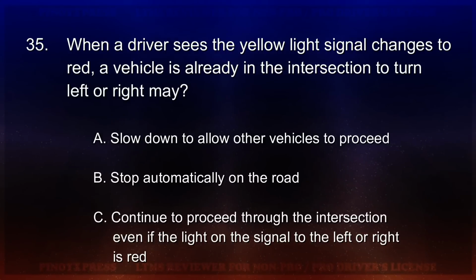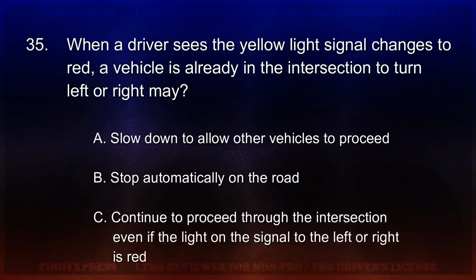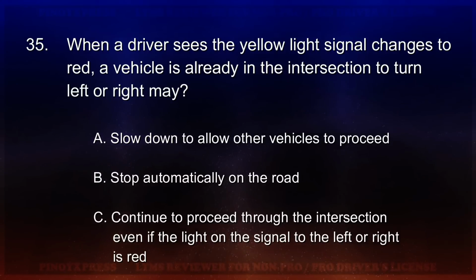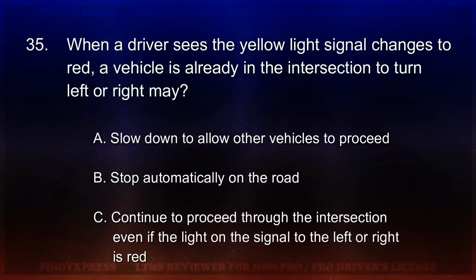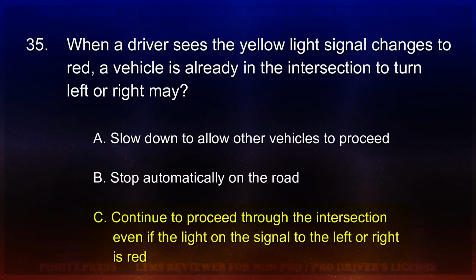When a driver sees the yellow light signal change to red, and a vehicle is already in the intersection to turn left or right, you may: A. Slow down to allow other vehicles to proceed. B. Stop automatically on the road. C. Continue to proceed through the intersection even if the light on the signal to the left or right is red. The correct answer is letter C.